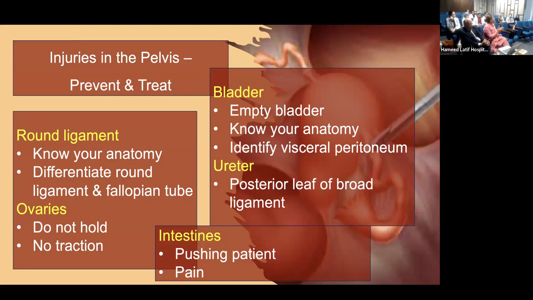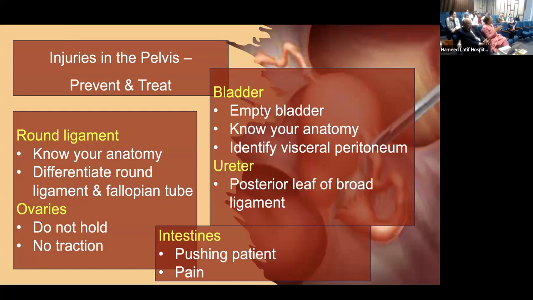Regarding the round ligament, as I said, that it is on the anterior surface of the lower side of the uterus, and I'm going to show you a diagram in which it can be elucidated. And how do you differentiate it from the fallopian tube? Fallopian tube is the highest point on the fundus. So there is no way that you will find the fallopian tube in the middle of the uterine body.